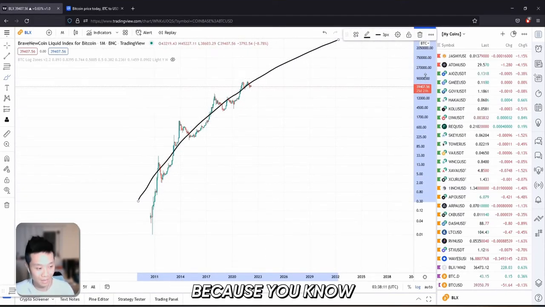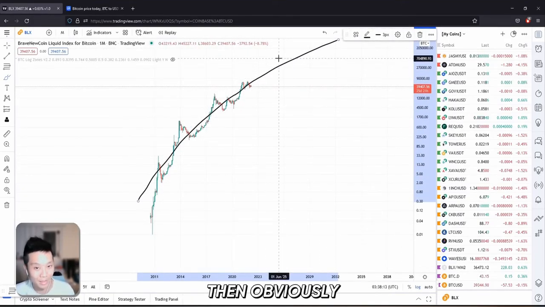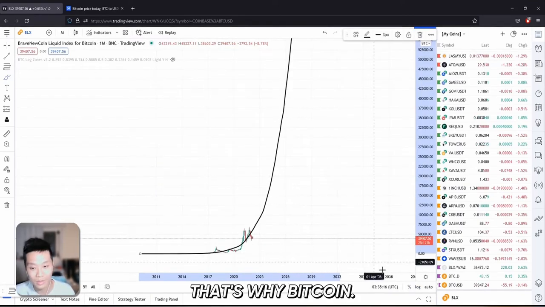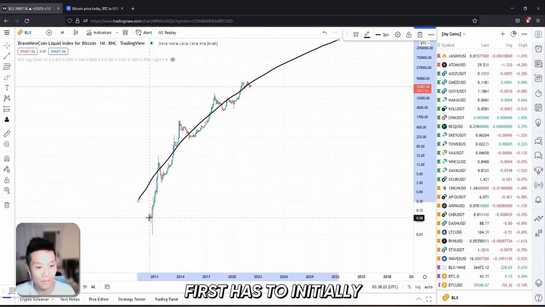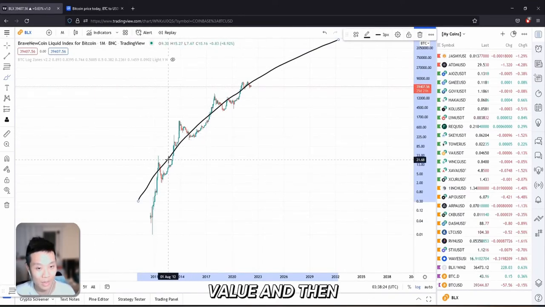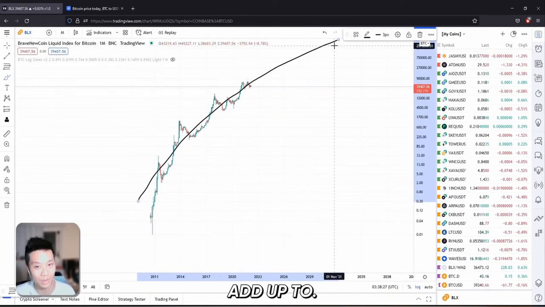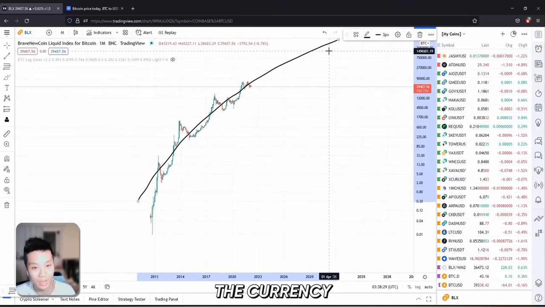Because if people keep printing out more money, then obviously it's going to keep rising. So that's why Bitcoin has a logarithmic curve. It's because first it has to initially catch up to its value, and then continuously catch up, and then over time the currency shows its worth.